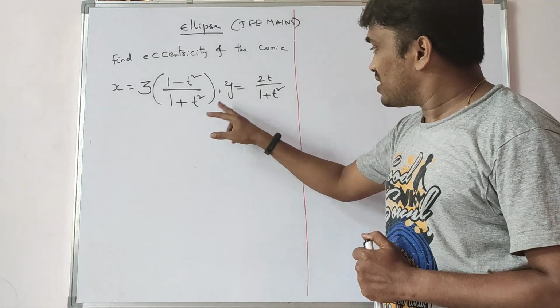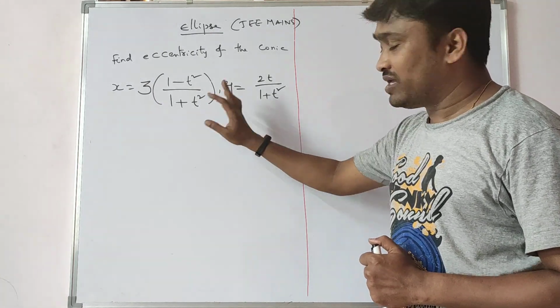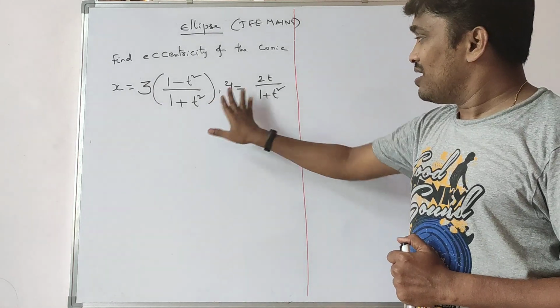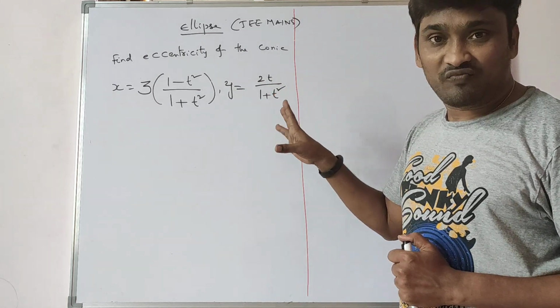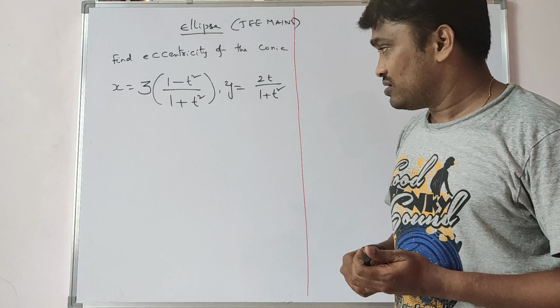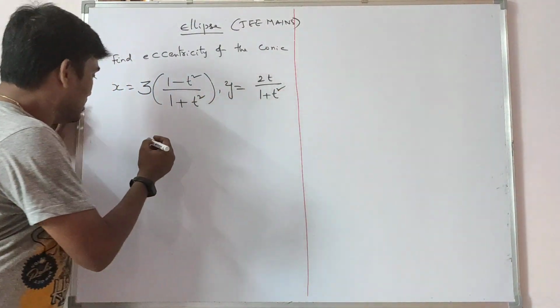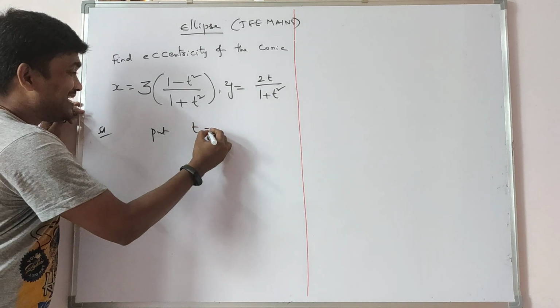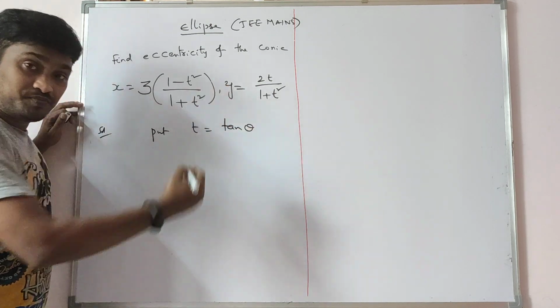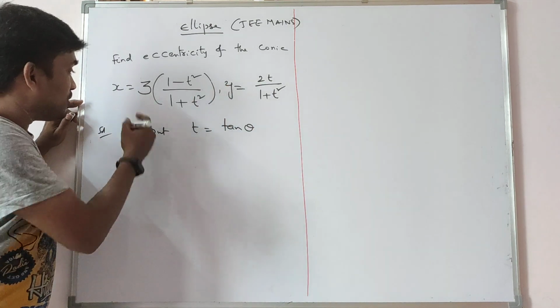So in this case, what is the concept? Eliminating the variable t. Here t is an arbitrary constant. So with the help of trigonometric formulas, we are solving this one. That is, see, in this case, put t is equal to tan theta. Then what is the formula?